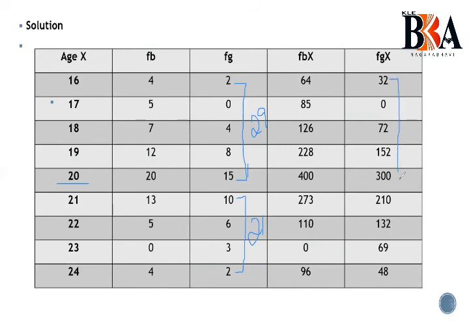32 ಇಂದ 300 ಒಂದು, 210 ಇಂದ 48 ವರೆಗೂ. ಫೈನ್. So 32 plus 72, 152 plus 300 ಮಾಡಿದಾಗ you get 556. Then when you add with 210, 132, 69 and plus 45 you get 459. So when you get these numbers, then you have to take into your consideration sigma fx1 ಆಗುತ್ತೆ 459, sigma fx2 ಆಗುತ್ತೆ that is 556 ಅಂದ್ರೆ 459.